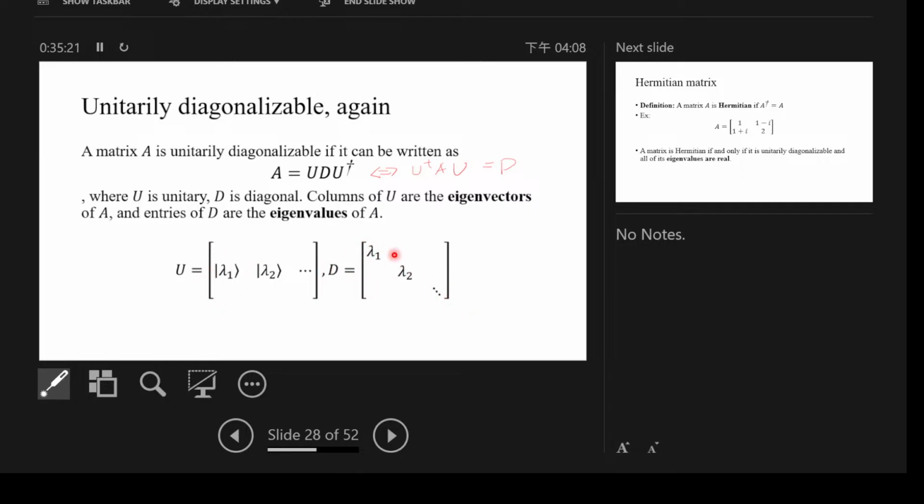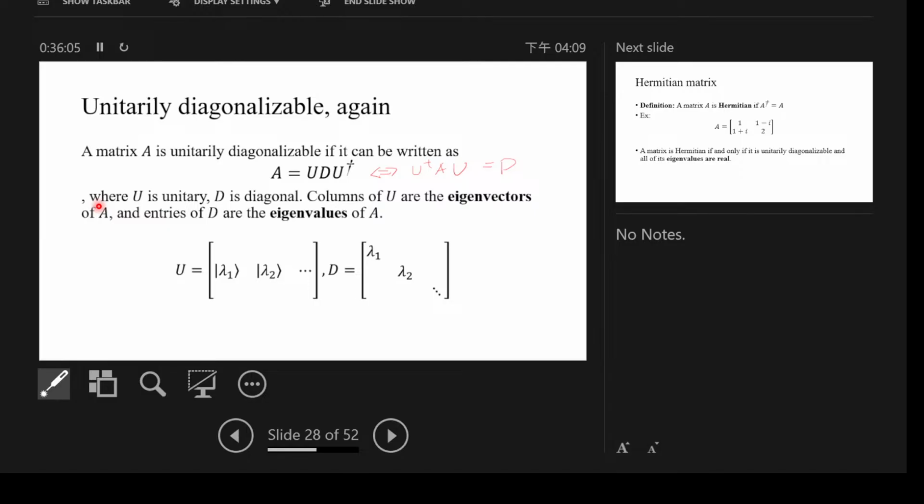So you have the lambda 1 vector here as the first column, and the lambda 1 eigenvalue here, and the lambda 2 vector as the second column, and the lambda 2 value as the second diagonal element, etc. Okay, so this is a nice thing about unitarily diagonalizable, and its connection to eigenvalues and eigenvectors. Any question? I think you might have already seen this in a linear algebra course, but in terms of real values, you will have an orthogonal matrix and a diagonal matrix, etc.